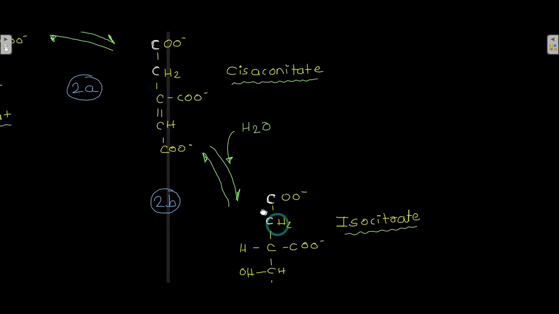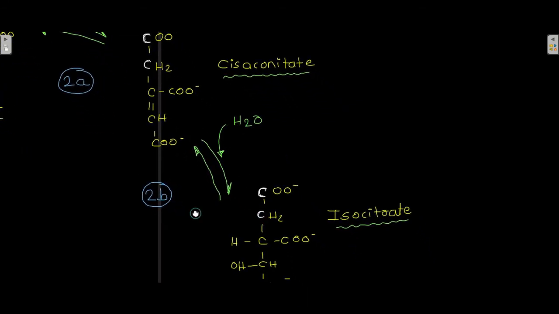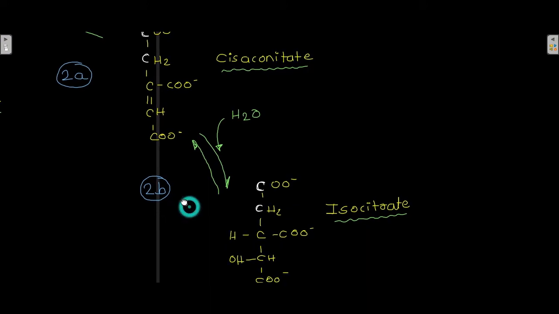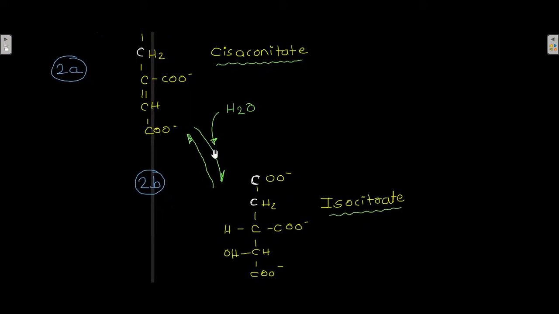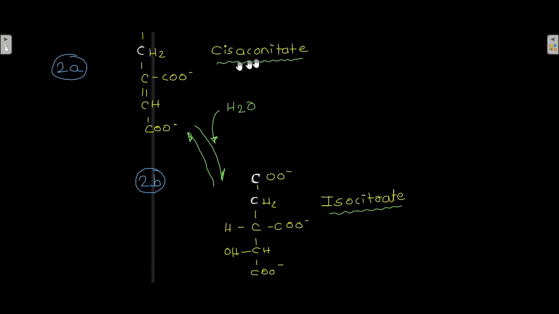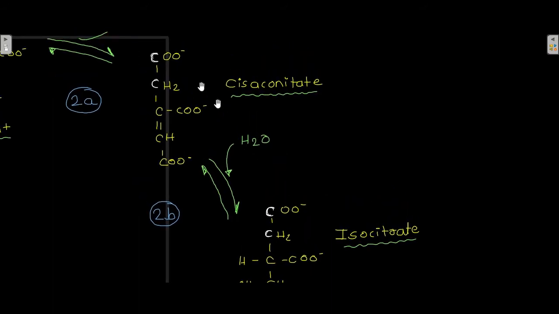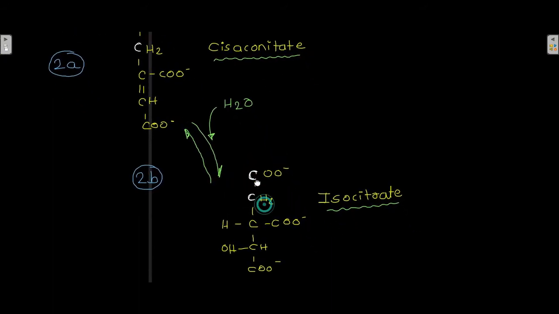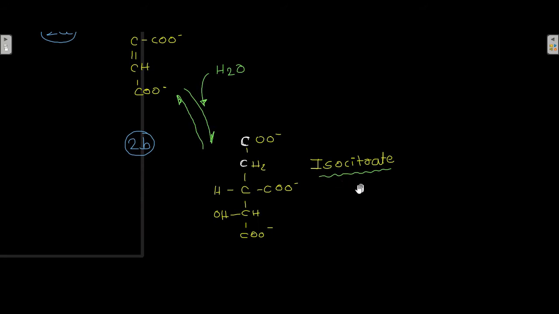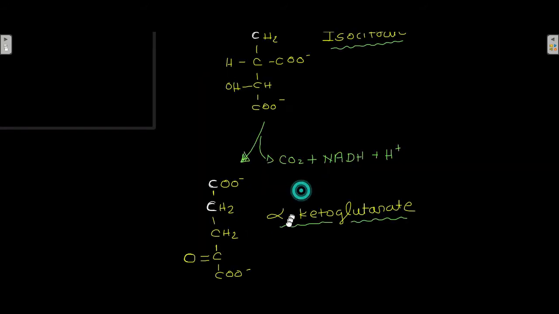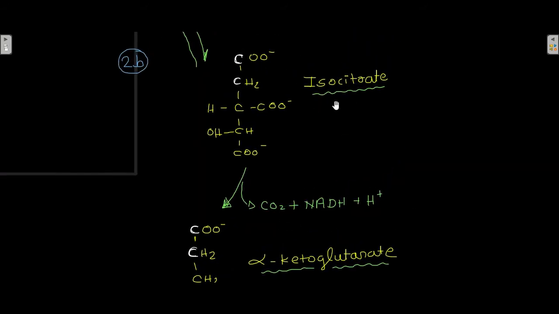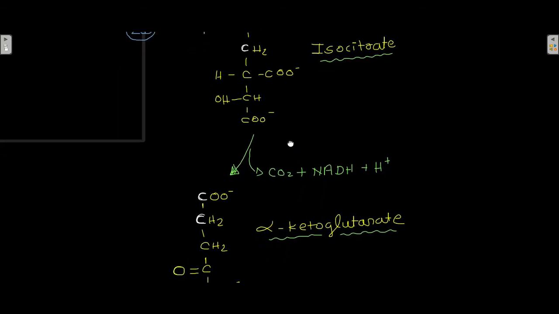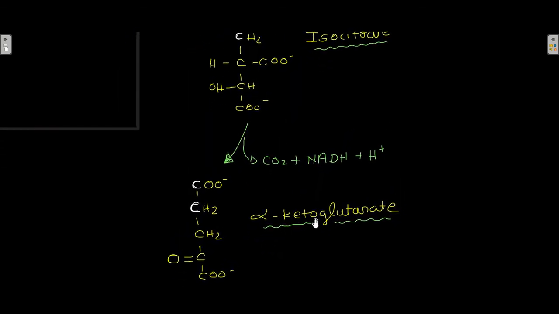So in the second part of the second step, the water molecule is added and this cis-aconitate gets converted into isocitrate. After that, this isocitrate is converted into alpha-ketoglutarate. So that's your third step.